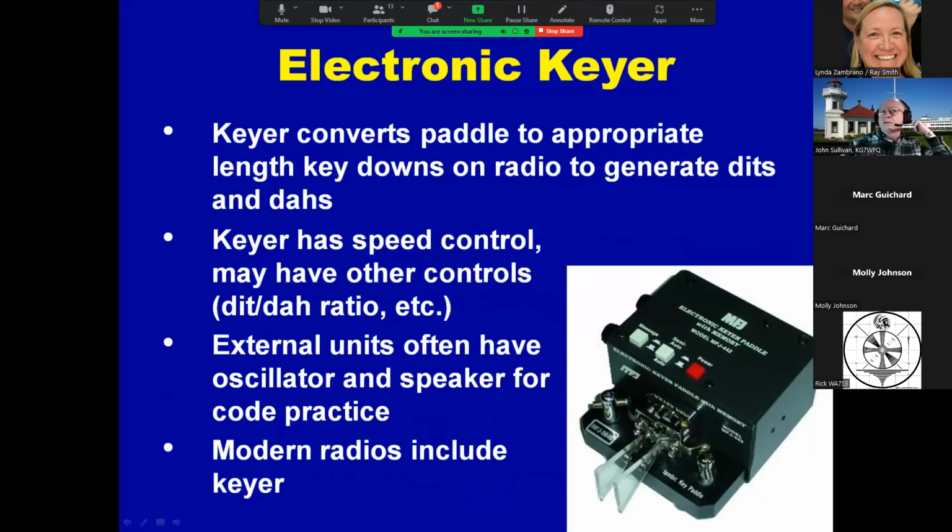Electronic keyers are used for CW. It converts your paddle key to the appropriate length. Modern radios usually include keyers. Okay, so that's an example of an electronic keyer for CW.